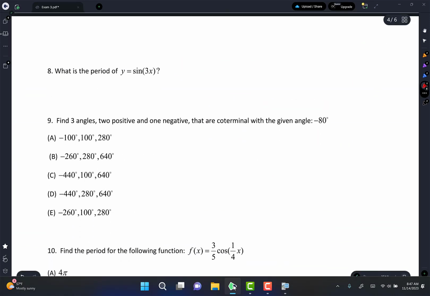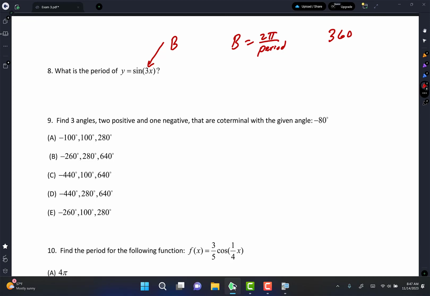This one doesn't specify radians or degrees, so I took both answers, whatever you gave me. That is your B. So remember that your B is just 2 pi divided by period. If it doesn't specify, always do radians. You could also have said 360 divided by period. Some of you gave me both because I didn't specify. That's fine. Whichever one you gave me, I give you full credit.